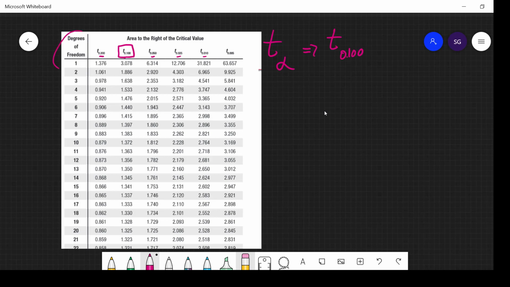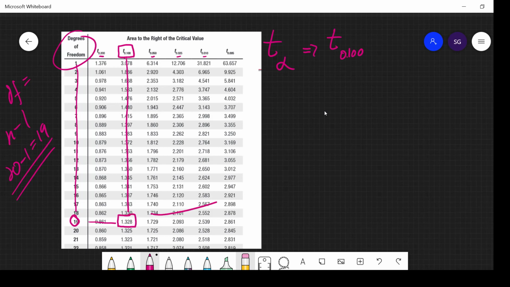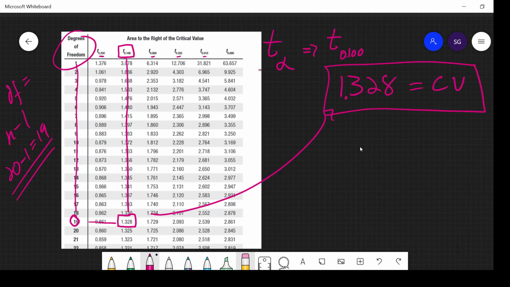Remember that our vertical column is degrees of freedom, right? Degrees of freedom is equal to n minus 1. So 20 minus 1 is equal to 19. We kind of have that in our cheat sheet already, but I'm going to go down here until I get to 19, and walk across this entire row, and walk down this column until I get to 1.328. So 1.328 is equal to my critical value. It's beautiful.